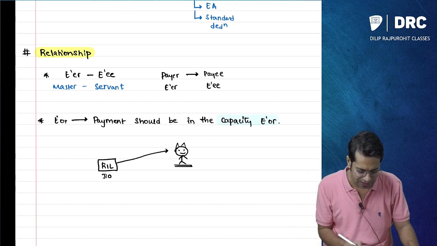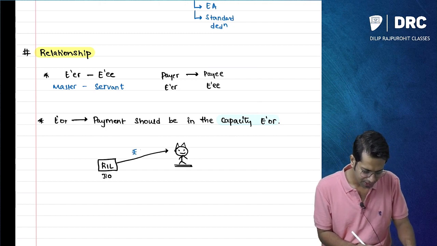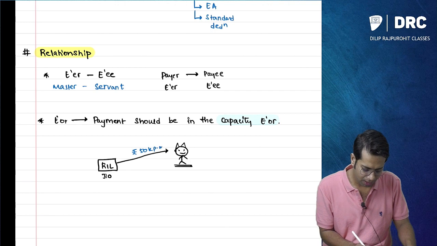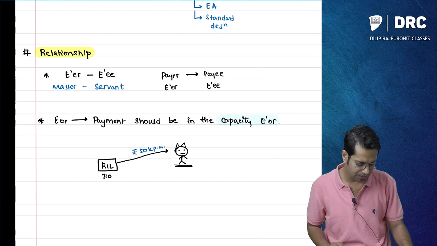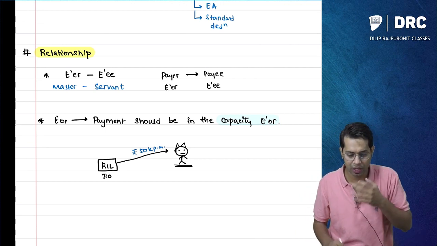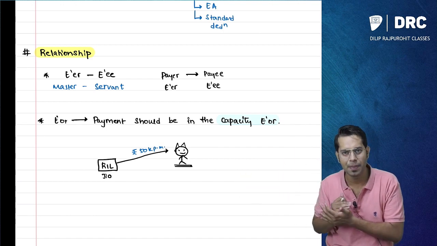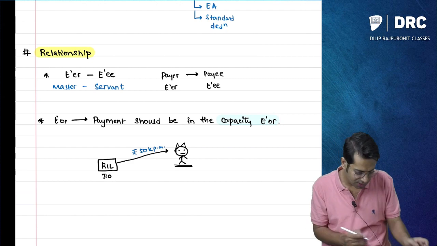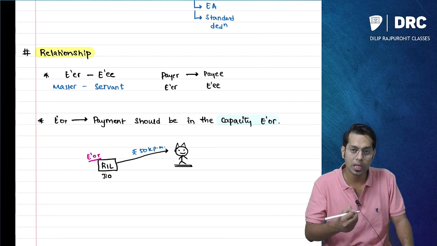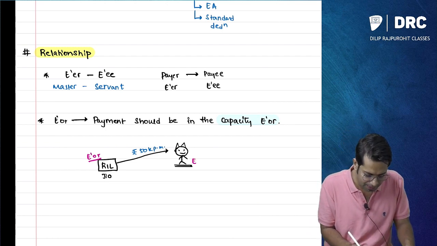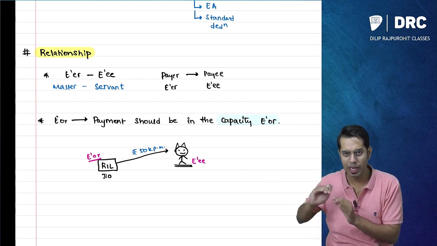So I'm working for Reliance Industries, and my work is to sell SIM cards, for which Reliance Industries is paying me 50,000 rupees per month. Now please understand over here. I am working for Reliance Industries, and Reliance Industries is making payment to me. In this case, Reliance Industries is the employer and Mr. Dilip is the employee.